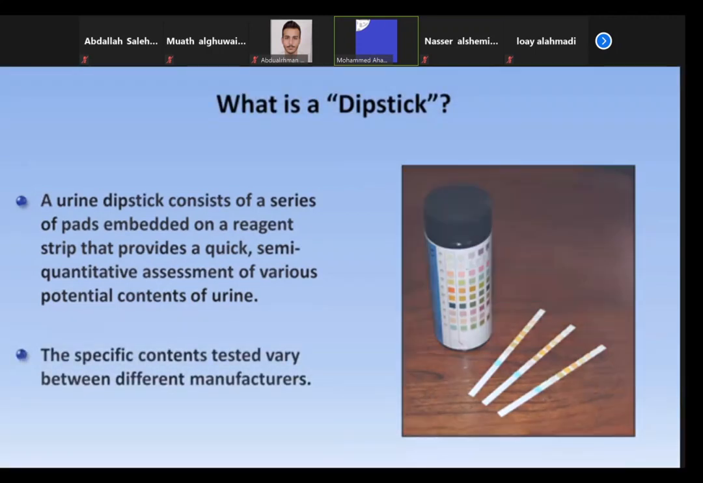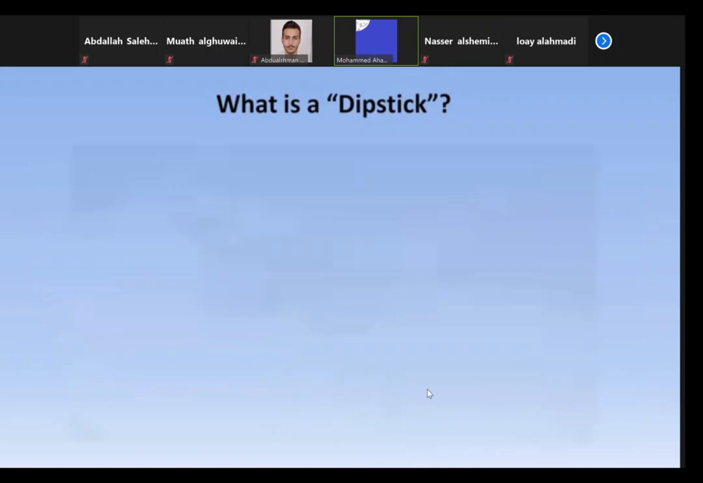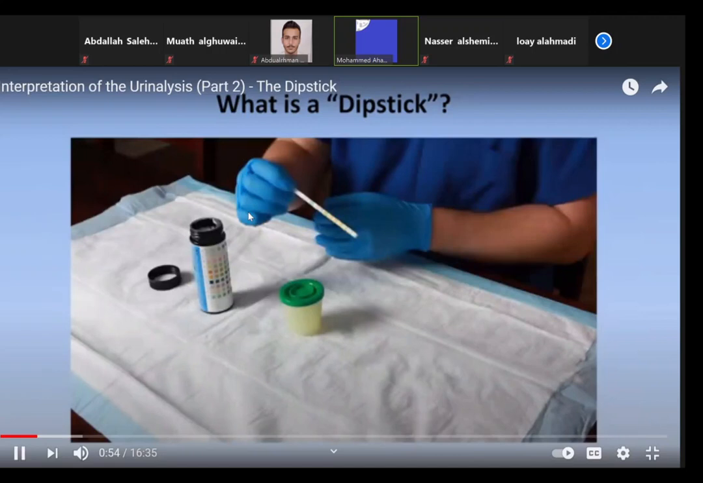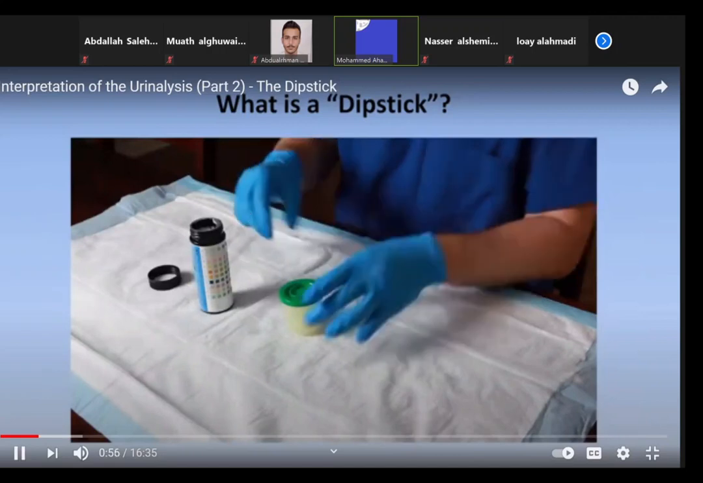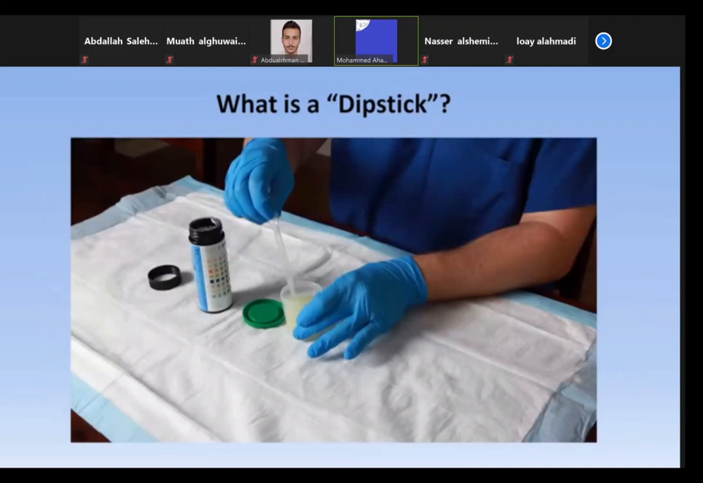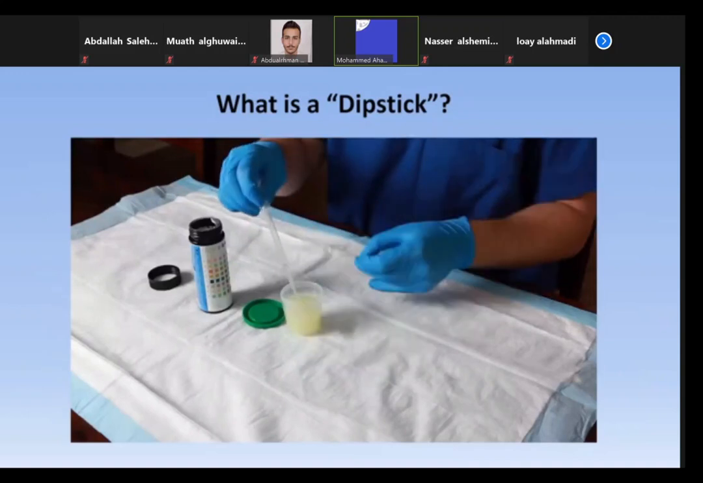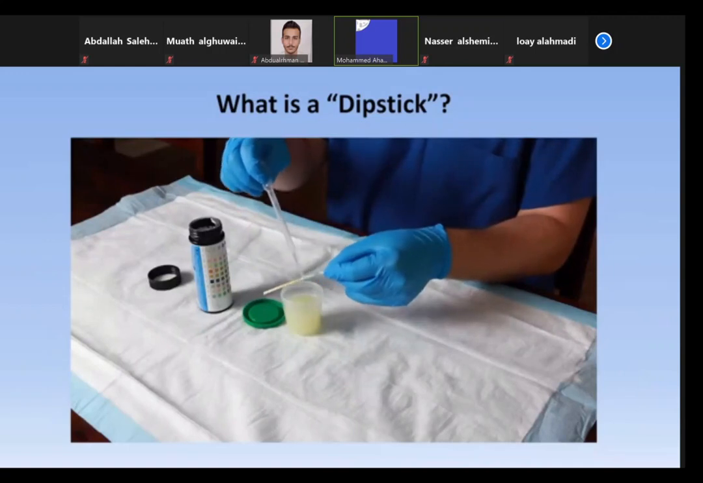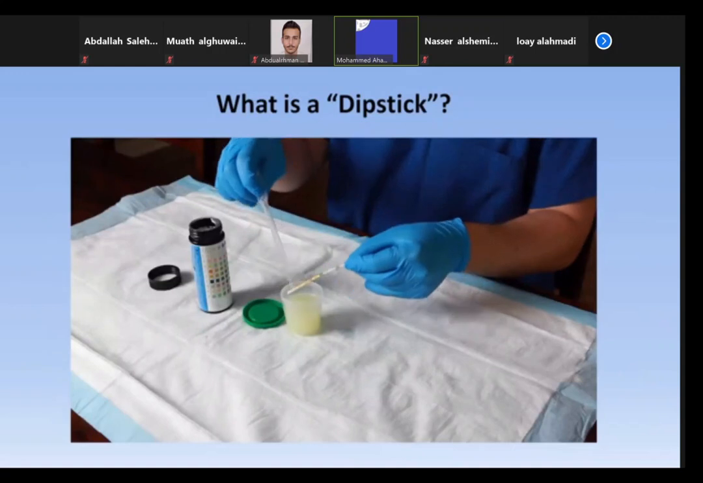How does a dipstick actually work? Well, it's amazingly simple. Just take the reagent strip and either dip it directly into the urine, or alternatively, use a disposable pipette to thoroughly soak the strip. Wipe off the excess fluid, and then wait a predetermined length of time, which is usually about 30 seconds, but may vary depending upon the manufacturer.